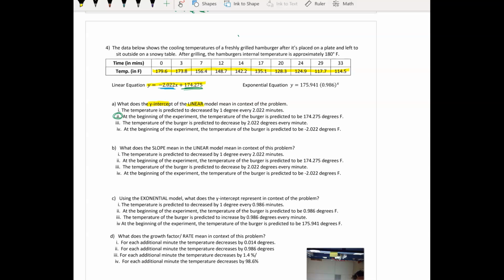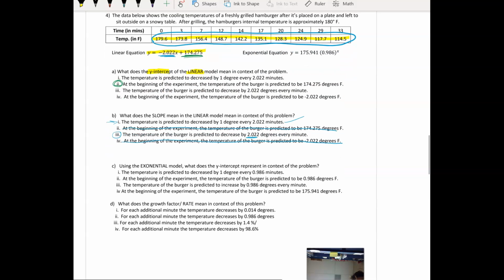Sorry about that. So, here we're going to look at the slope. And the slope is, remember, something's changing. And in this case, our temperature is decreasing. And this is how fast it's decreasing every minute. So I'm just looking for that. So the temperature is predicted, reading the first one, to decrease by 1 degree every 2.20 minutes. Nope. At the beginning of the experiment, the temperature of the burger is predicted to be, not that one, that's the y-intercept. And in fact, the last one's the y-intercept. So it should be this one. The temperature of the burger is predicted to decrease by that amount every minute.